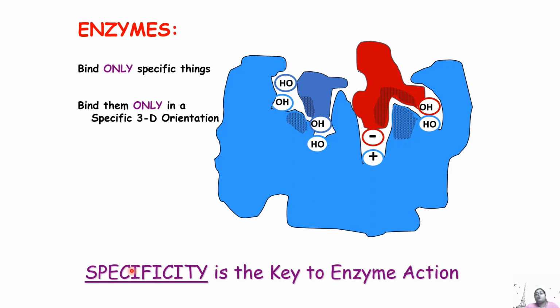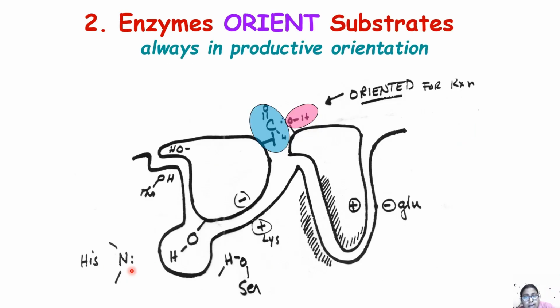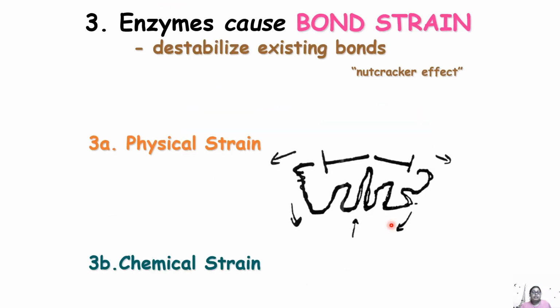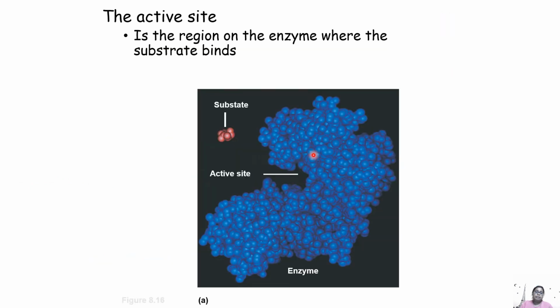If you have read about the lock and key model, it illustrates that only the right substrate fits. Okay, so enzymes will orient the substrates always in a productive orientation. If you see, this is a productive collision. The collision is happening and they just fit into each other, but this is a non-productive collision, nothing is happening over here. So the enzymes cause bond strain. Obviously they will destabilize the existing bonds of the reactants. There will be physical strain, there can be chemical strain.